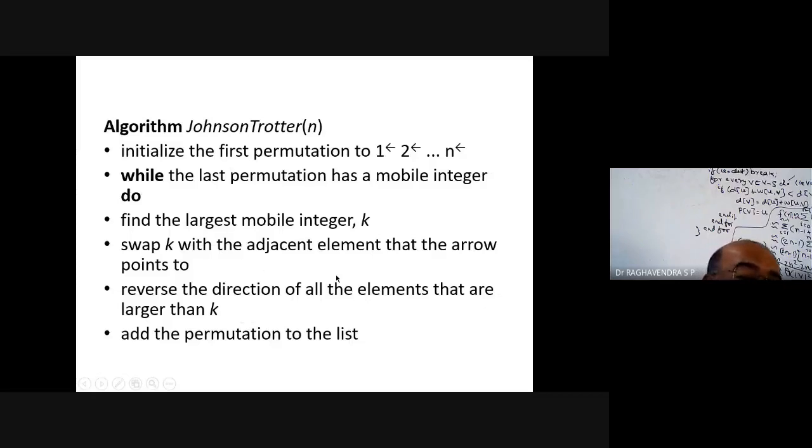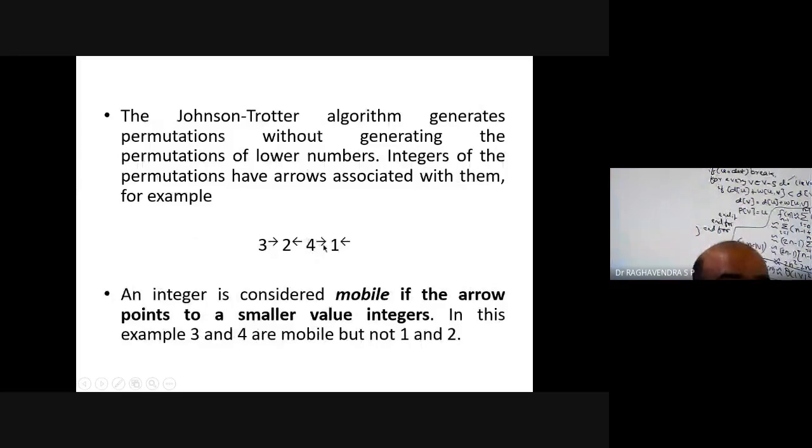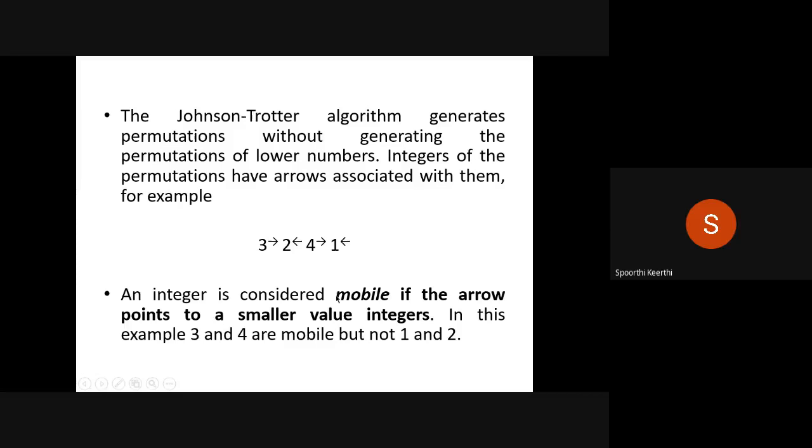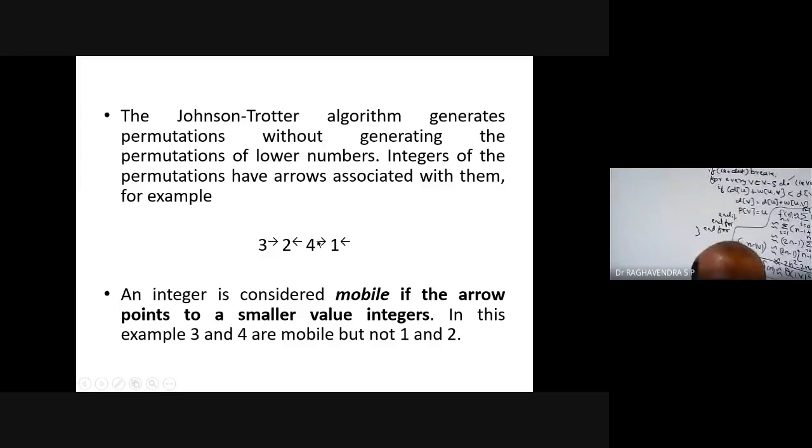Adjacent means the element next to it, we swap with it, that the arrow points to. So in this case, with whom do we have to swap 4? 1, because the arrow is pointing towards 1. So whoever it is pointing to, we swap with that. 1 comes here, 4 comes here, that's all.